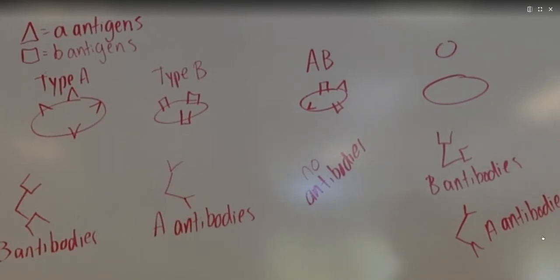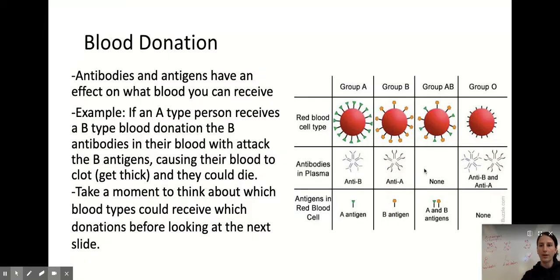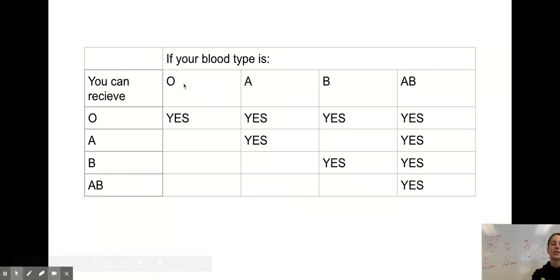Maybe just pause this if you want to think about it a little more, and I'll show you the answer. All right, so if your blood type is along the top, and what you can receive is along the side here. If you've got O-type blood, you can receive O-type blood from a donor because there's no antigens for you to produce antibodies against, so you're good to go.